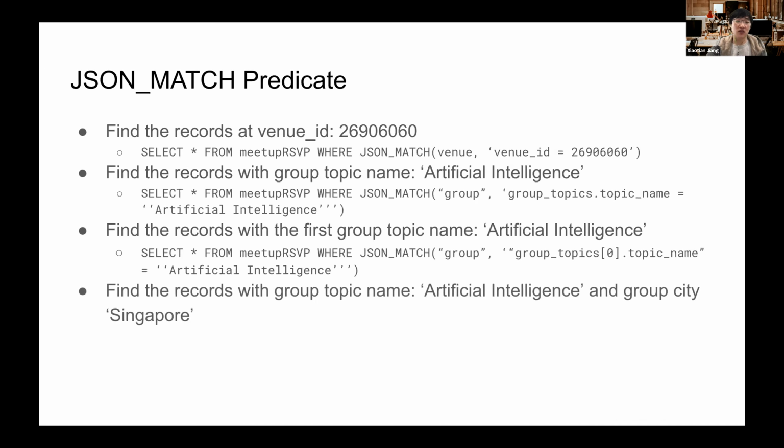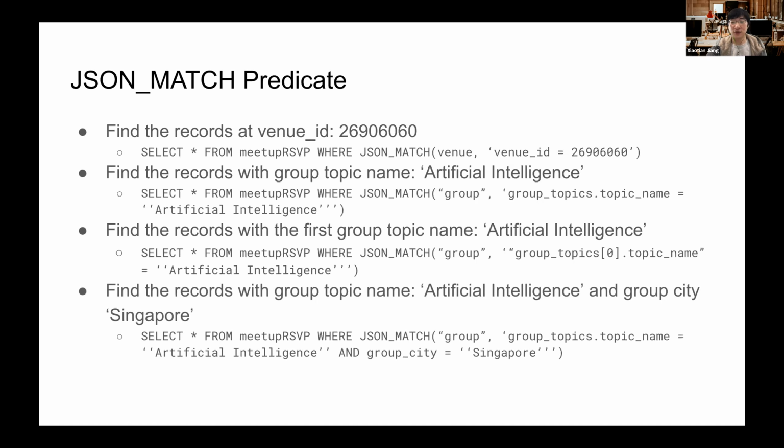It can also support nested filters. Like I want to know the records with AI as the topic and then the group city as Singapore. Then in the filter expression, I can do a nested AND filter expression. Basically, JSON match takes the JSON field column and also a filter expression, and it can achieve all these JSON extract functionalities.